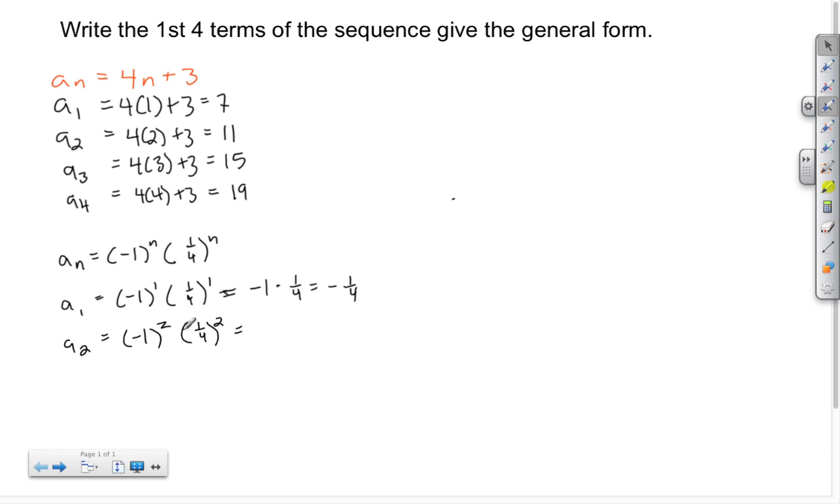And -1 to the second power is going to be a positive 1, and 1/4 to the second power is going to be 1/16. When I multiply 1 by that, again, I end up with 1/16.